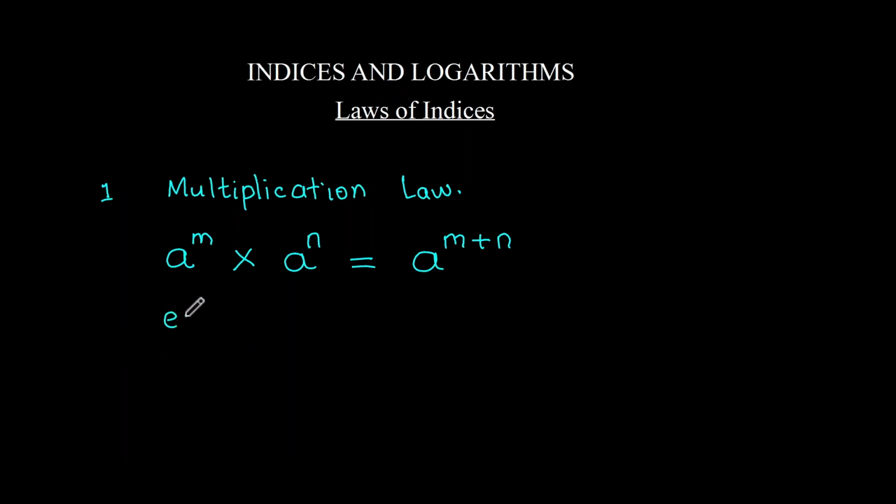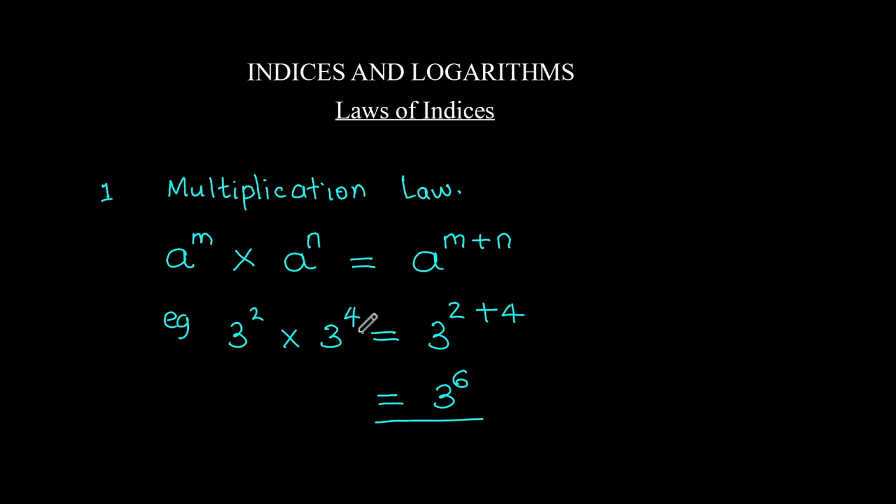For example, if we have 3 raised to the power of 2, and we multiply this by also 3 raised to the power 4, this is the same as 3 raised to the power of 2 plus 4. And since these ones are numbers, we can sum them together and we have 3 exponent 6. So that is how we apply this rule of multiplication.